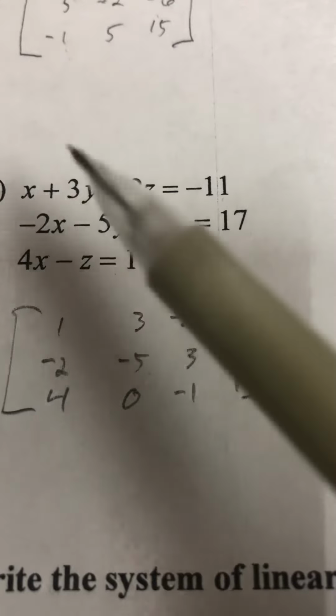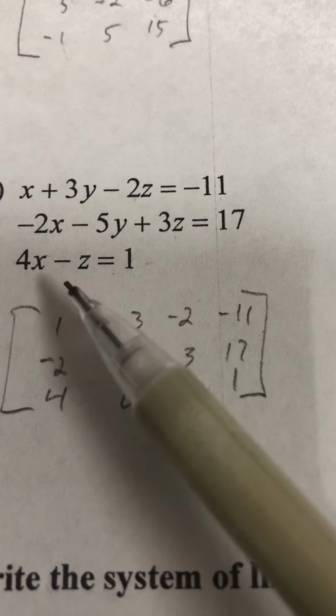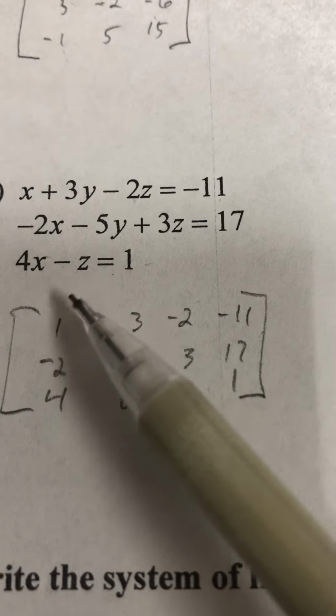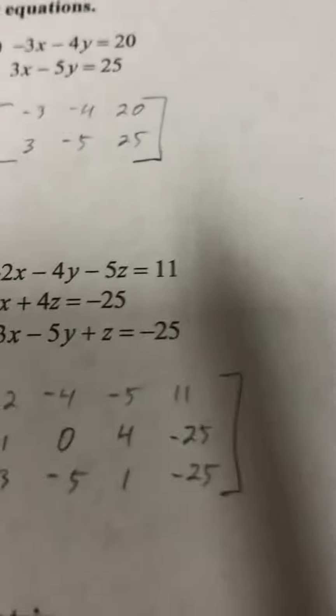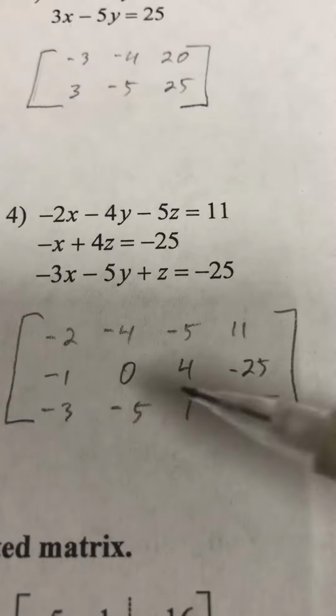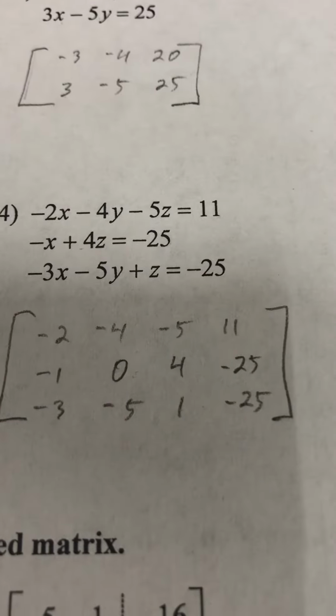Okay. This one got a little bit bigger because we had a z value there, so it's always going to be in that order, alphabetical order, x, y, z. And then your answer. And then this one ends up looking like this. Notice that there's a 0 in this one because we don't have a y value.